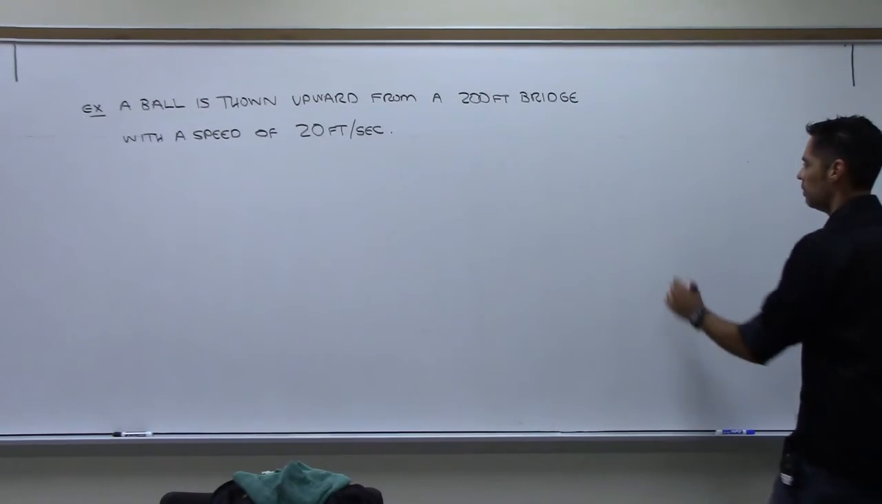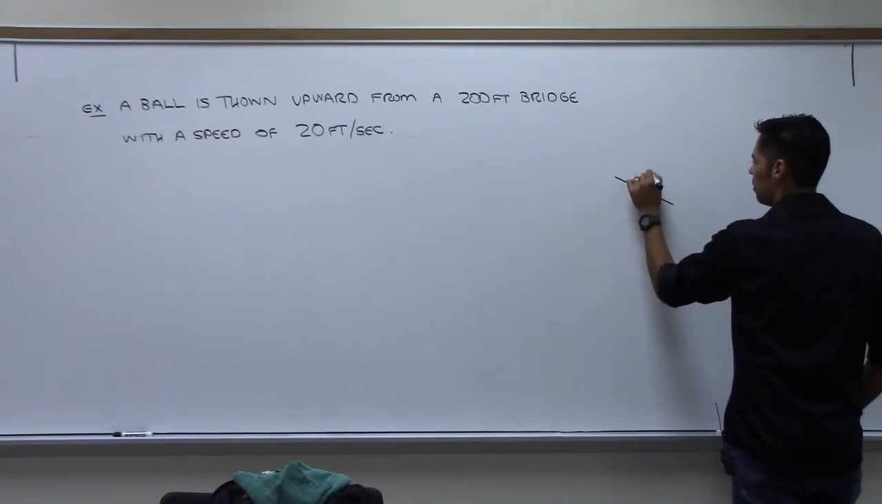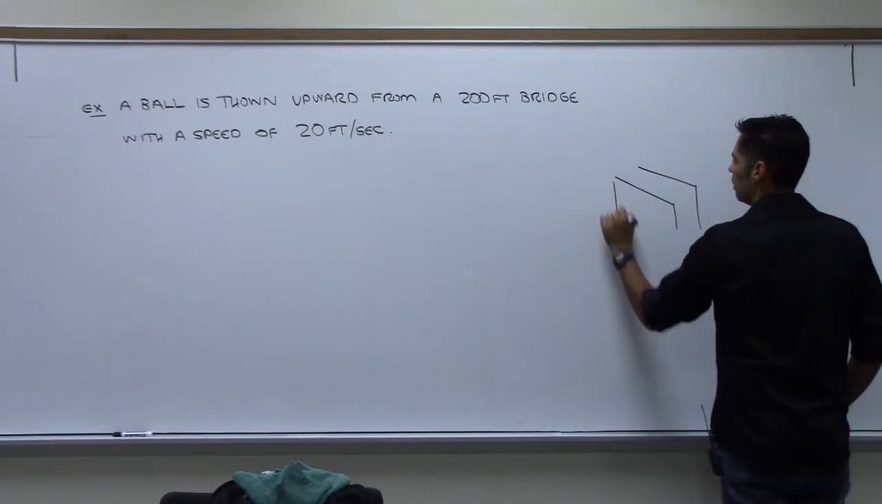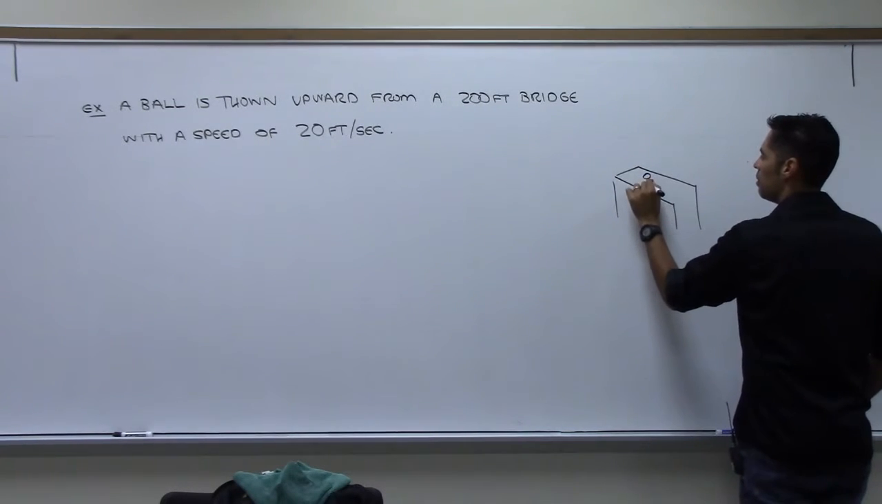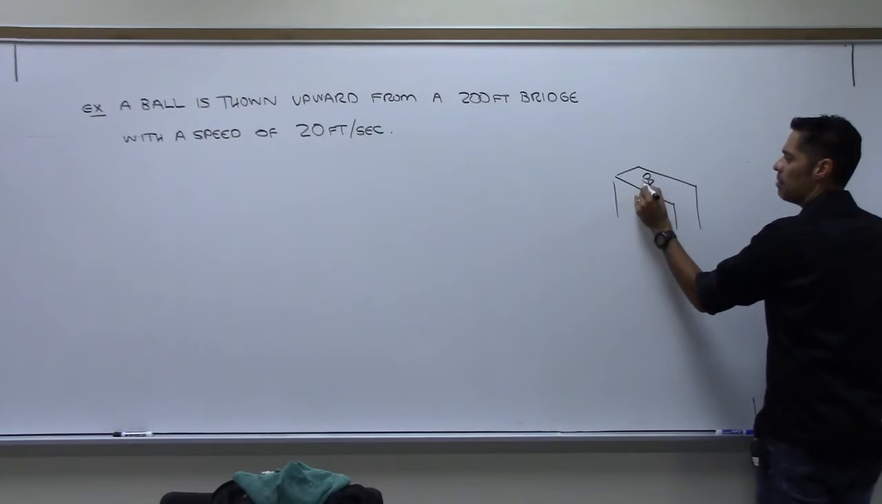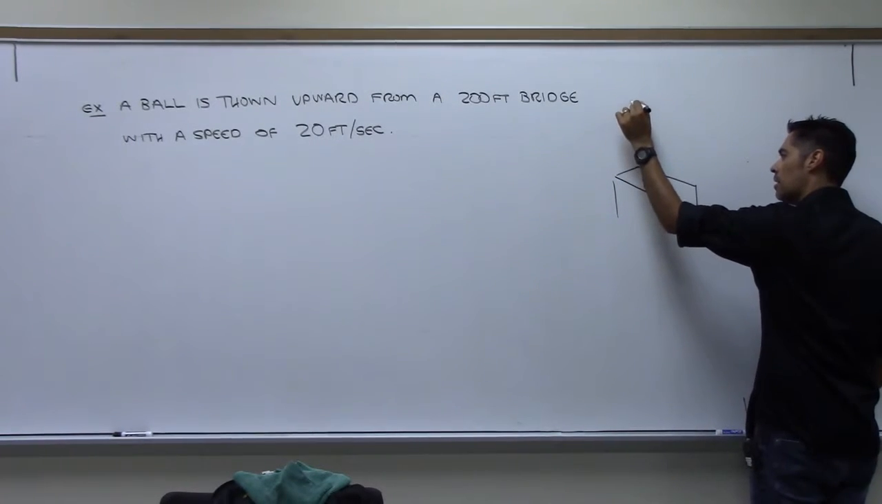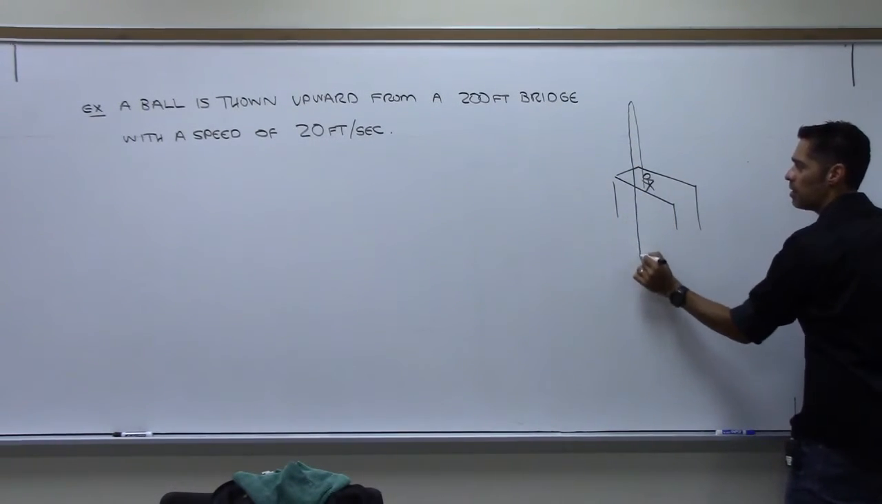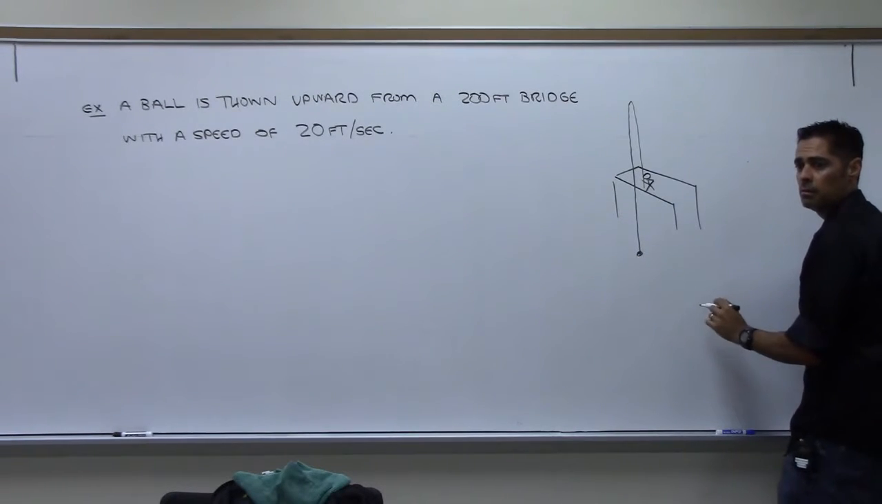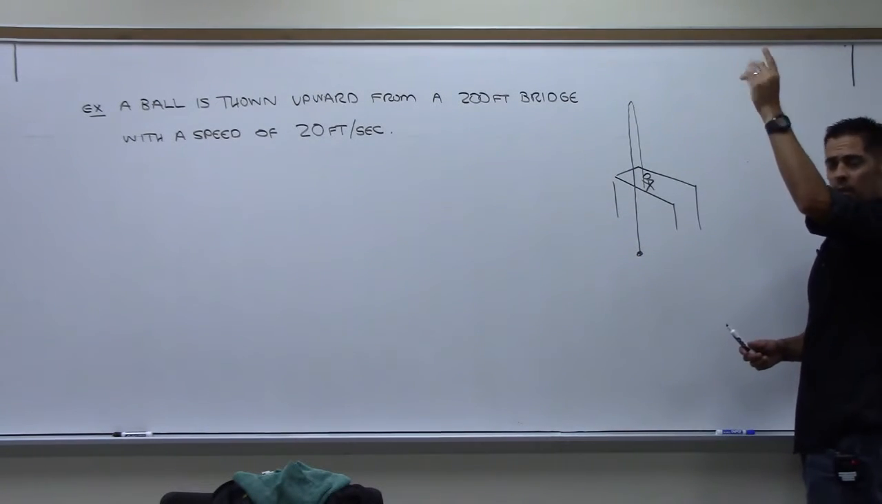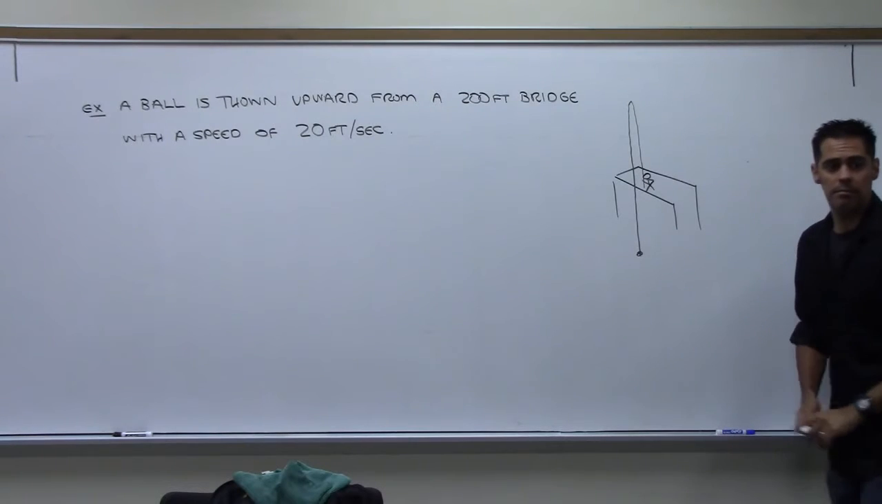I'll draw a picture. I like pictures. You like pictures? This is a bridge. There's a guy standing on the bridge, and he's going to throw a ball up. It's going to go up and it's going to come back down, but it's not going to hit the bridge. It's going to go down and hit the ground, okay? Got the idea? Throw this ball up. It's going to go up and come down.